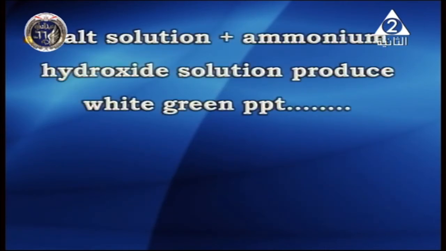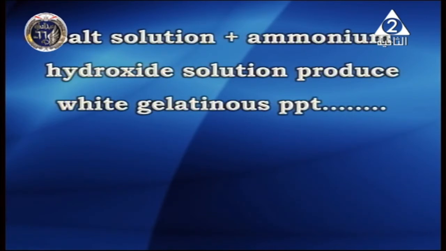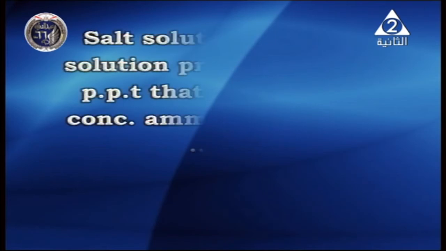Next one, the salt solution plus ammonium hydroxide solution produce white green precipitate of what? Is it iron 2, aluminum, calcium, iron 3? If you think about it, yes, it will be iron 2. Next one, salt solution plus ammonium hydroxide solution produce white gelatinous precipitate of what? Is it calcium, iron 2, iron 3, aluminum? If you think about it, yes, it will be aluminum.